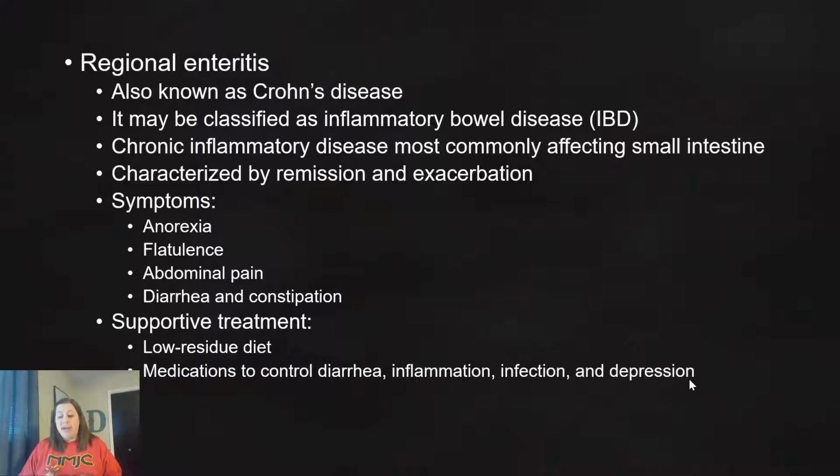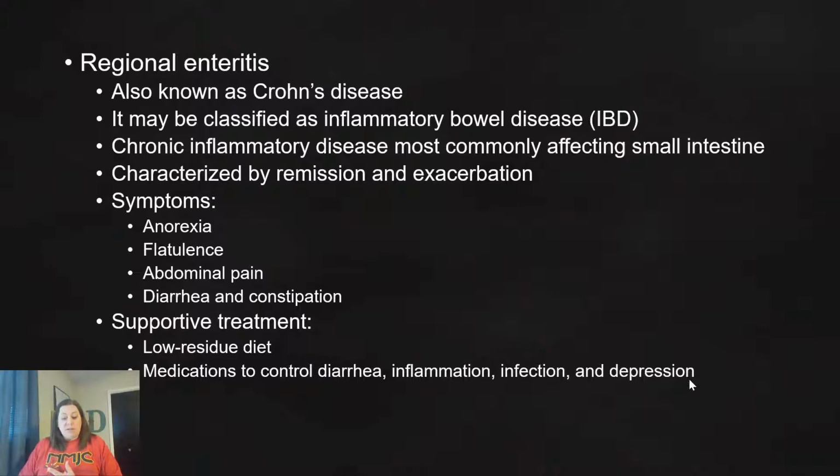Now, the problem here is this inflammation being chronic actually causes the lining of the small intestines to start to thicken. When it does that, the lumen, or the hole, starts to get smaller, which makes it more difficult for food to move through. It is characterized a lot of times by remissions and exacerbations. So remissions are times when they feel better and don't have many issues or problems, and exacerbations are when, of course, the symptoms get worse.